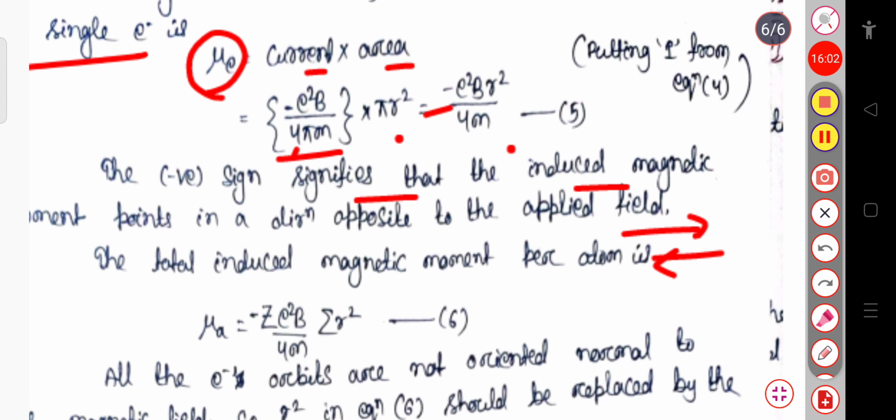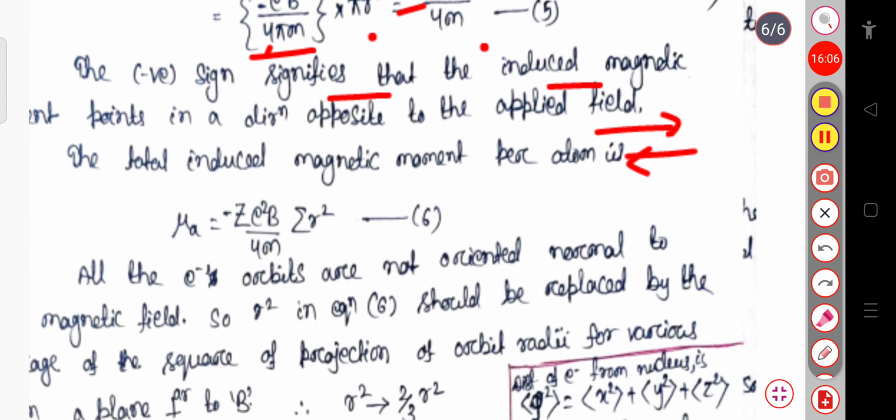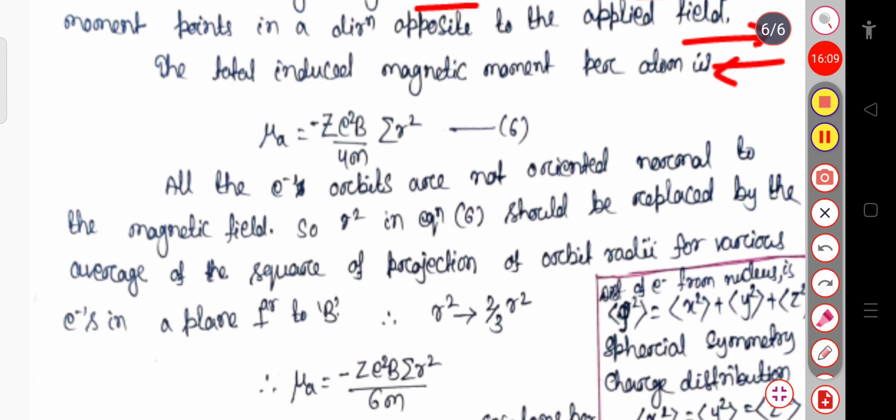Okay, this is what we have calculated for the single electron. Now we will calculate per atom. So here the total induced magnetic moment per atom will be mu equal to minus Z e square B divided by 4m into sum over r square.